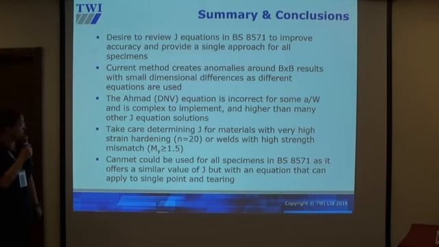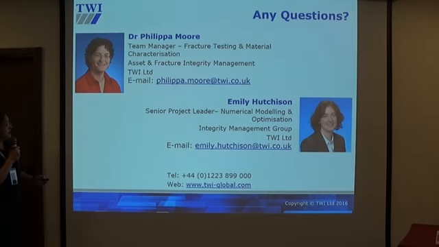We knew that the Ahmad equation had an error in it, pointed out by our friends at EWI. And we felt that the Canmet equation could be used for all specimen types for BS 8571. It gives a similar value of J, but with an equation that can apply both to single point and tearing without giving significantly different results, but recognising that there may be a need to review that with very high strain hardening or very high weld strength mismatch. I've managed to catch up a tiny bit.